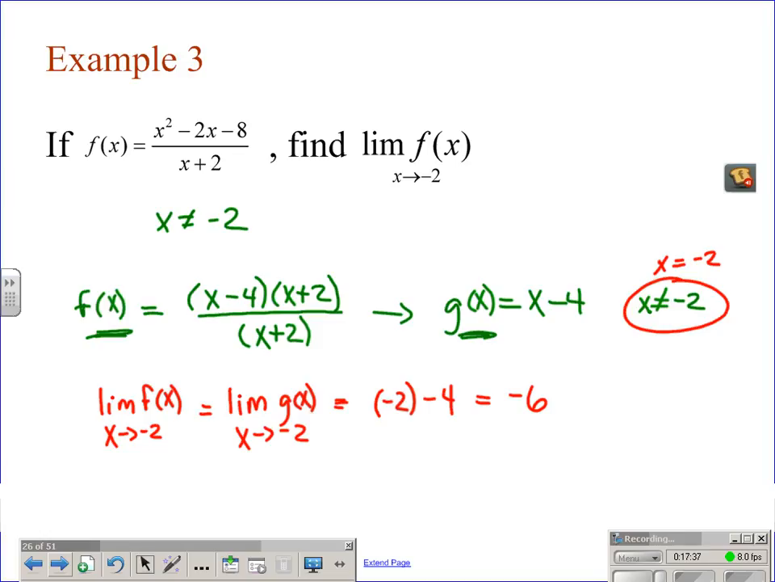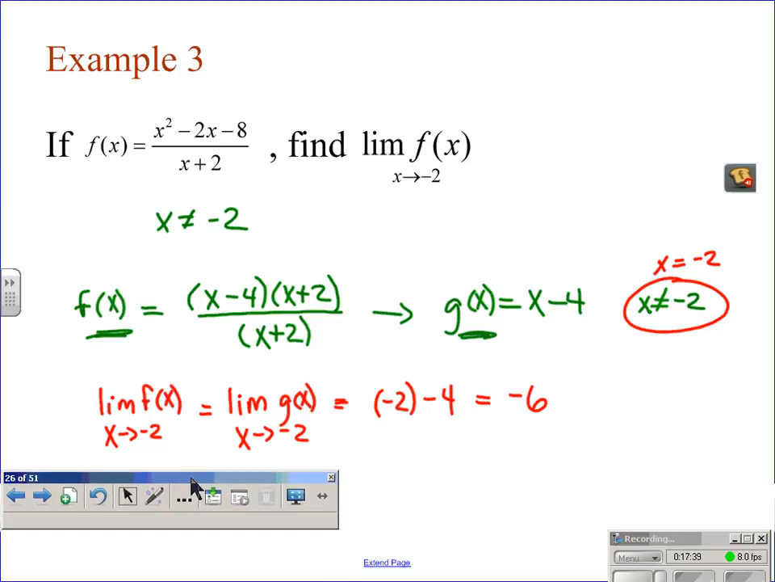And that's all I have for section 14.2. In the next section, we'll talk about two-sided limits.